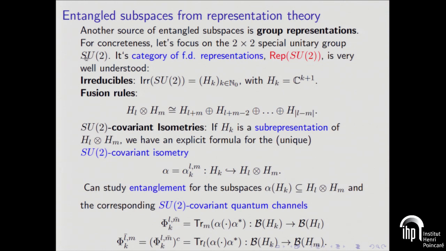Okay, and once we have some tensor products and some isometries, we can consider the corresponding channels. So if alpha is the embedding of H_K into H_L tensor H_M, then we can study entanglement for the corresponding subspaces, alpha of H_K sitting inside of H_L tensor H_M, and you have the corresponding quantum channels that are associated to H_L and H_M.